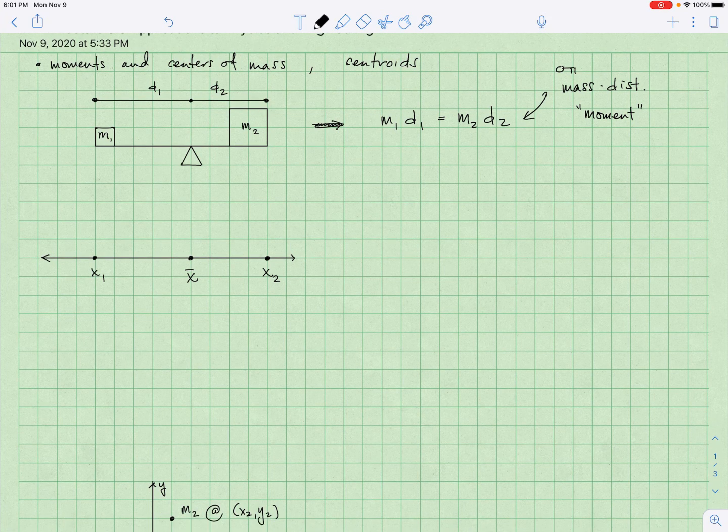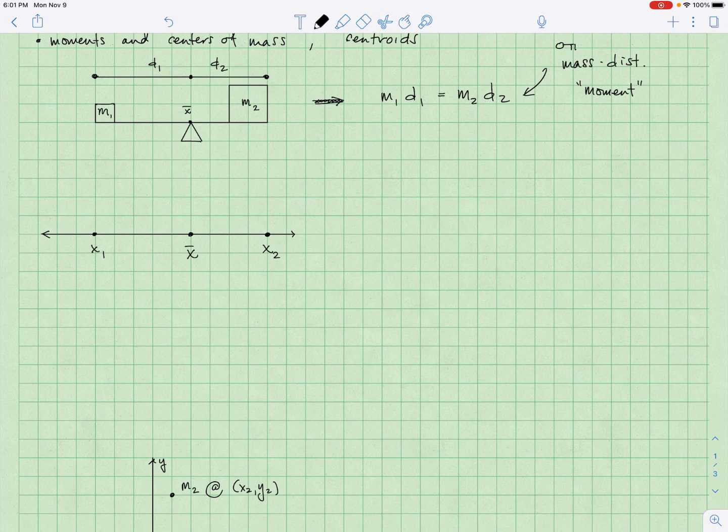So in order to find the location of this balance point horizontally, which we're going to call x bar, the center of mass here, we're going to put this in the context of a number line. So what I've done is I've brought these same masses down and created them as point masses here. Mass 2 is located at x2, mass 1 is located at x1, and I have my balance point in the middle, x bar.